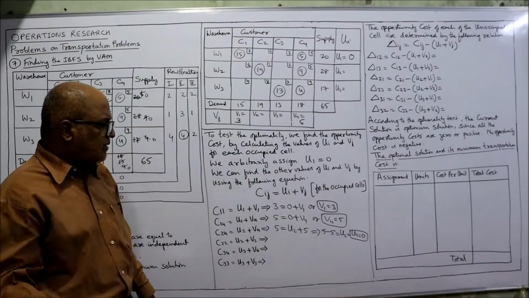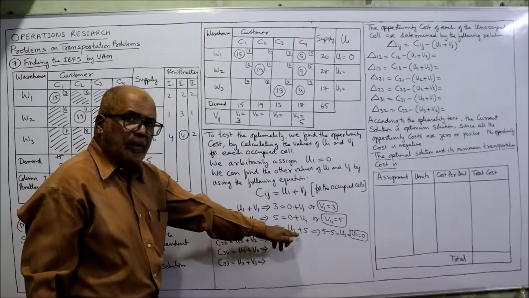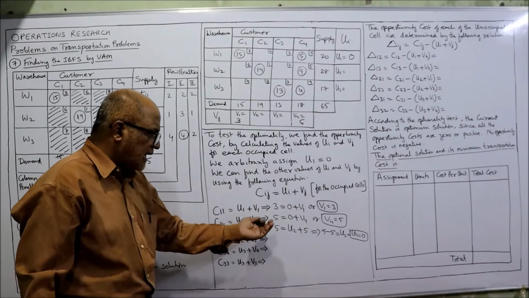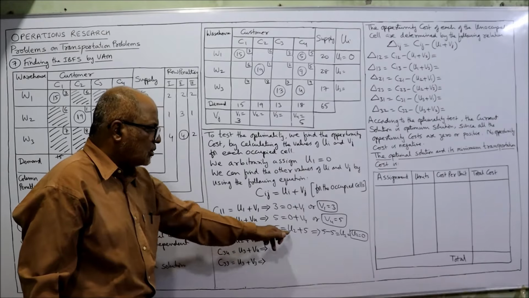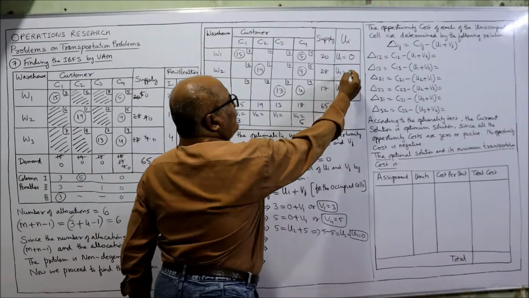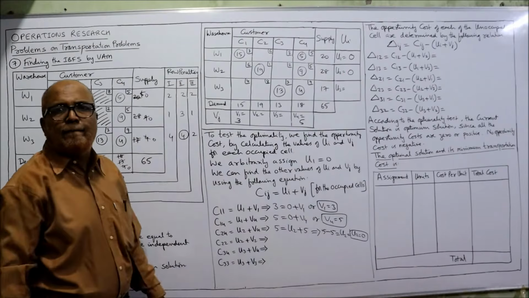Simply changing the side: 5 is equal to U2 plus 5. Bring the 5 to the LHS, and this plus 5 will become minus 5. So 5 minus 5 is 0. So U2 is equal to 0. We got the value U2 is equal to 0.